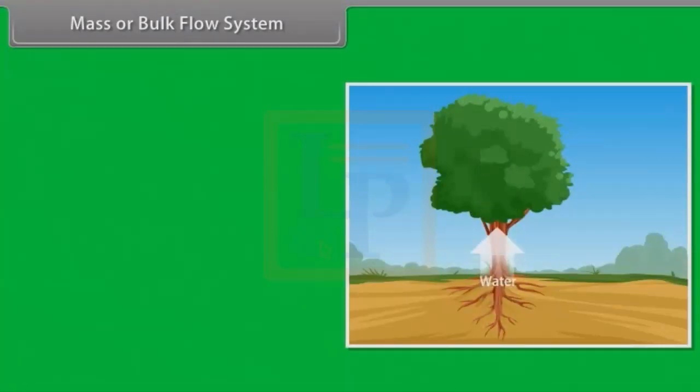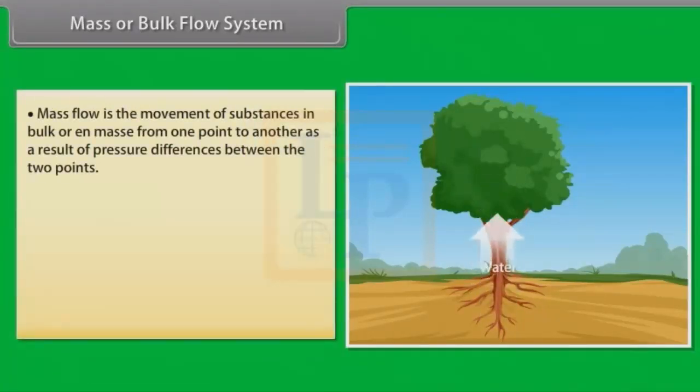Mass or bulk flow system. In long trees, special long-distance transport systems become necessary so as to move substances across long distances and at a much faster rate. Water, minerals and food are generally moved by a mass or bulk flow system. Mass flow is the movement of substances in bulk or en masse from one point to another as a result of pressure differences between the 2 points.